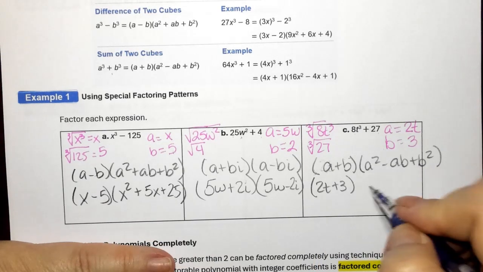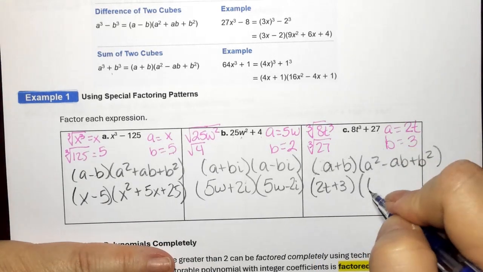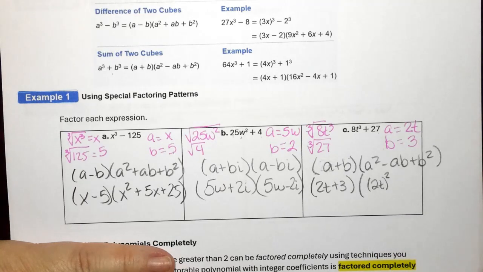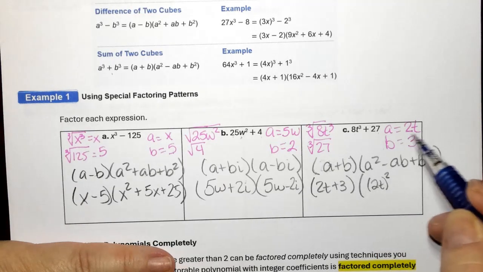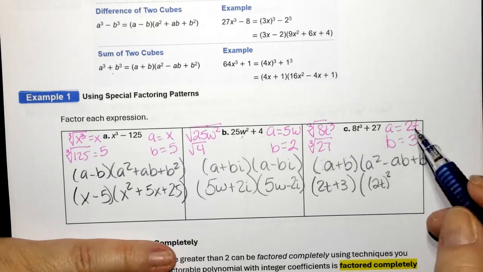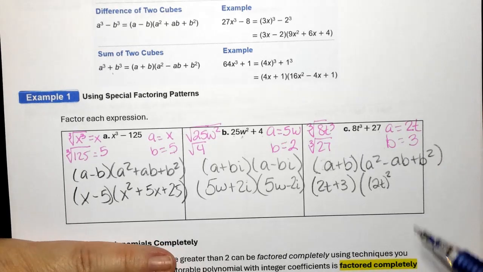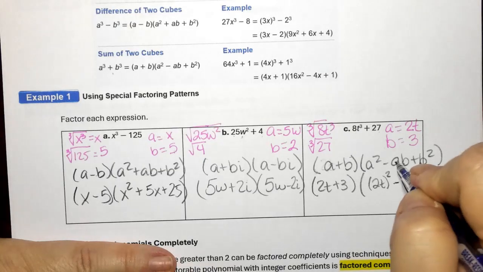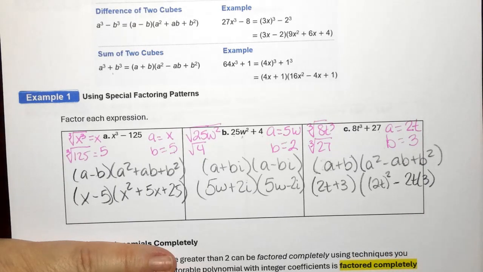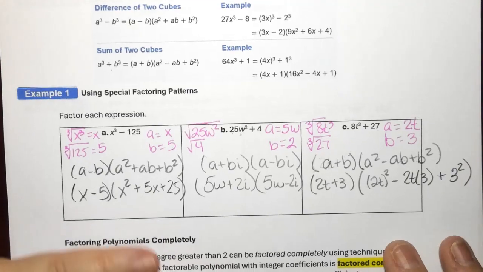Now this is where we have to do a little extra work. In this case, a is 2t, but we're squaring the whole thing, not just the t. So be careful with this, because it could easily change your answer if you don't remember this rule. Then minus a times b, so 2t times 3, and then plus b squared, so plus 3 squared. So let's just simplify this.